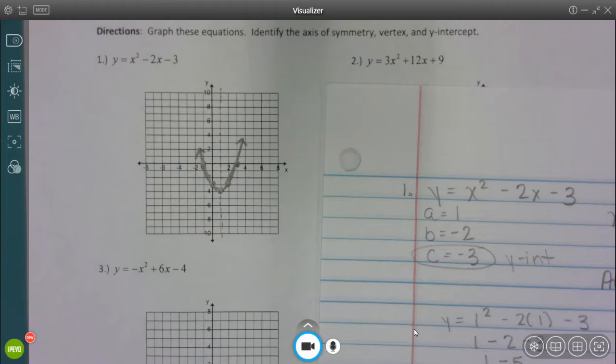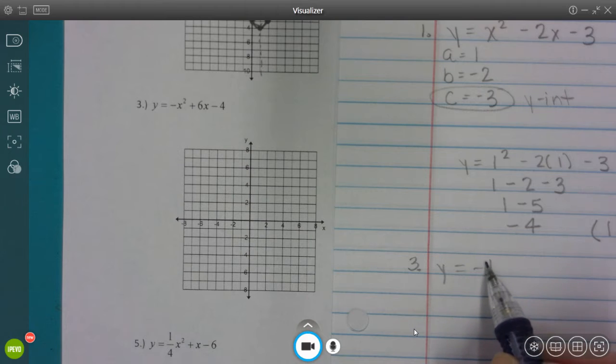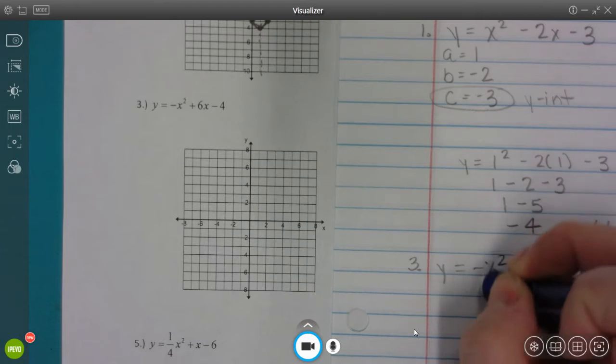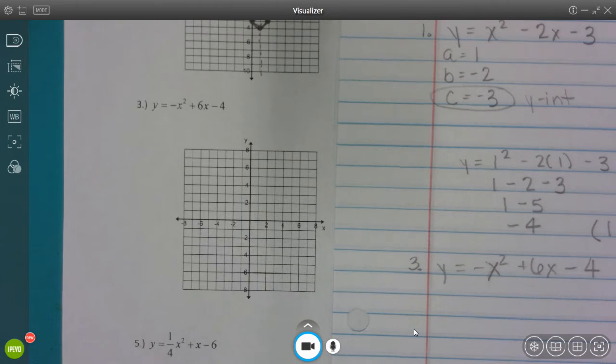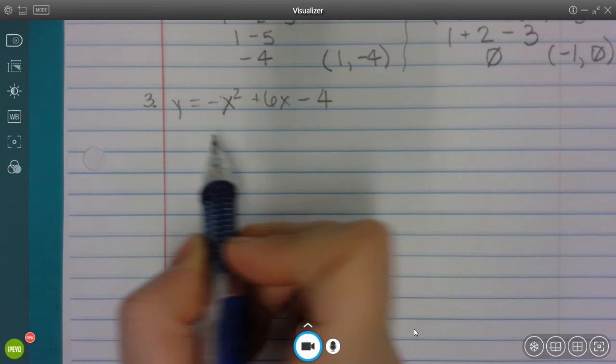So let's skip down to this next one here. I'm going to look at example number 3, y equals -x squared plus 6x minus 4. So I'm going to walk through that same process. I'm going to find my axis of symmetry first. Then I'm going to find the y coordinate that goes with my axis of symmetry. So my a value is -1, my b value is 6, and my c value is -4.